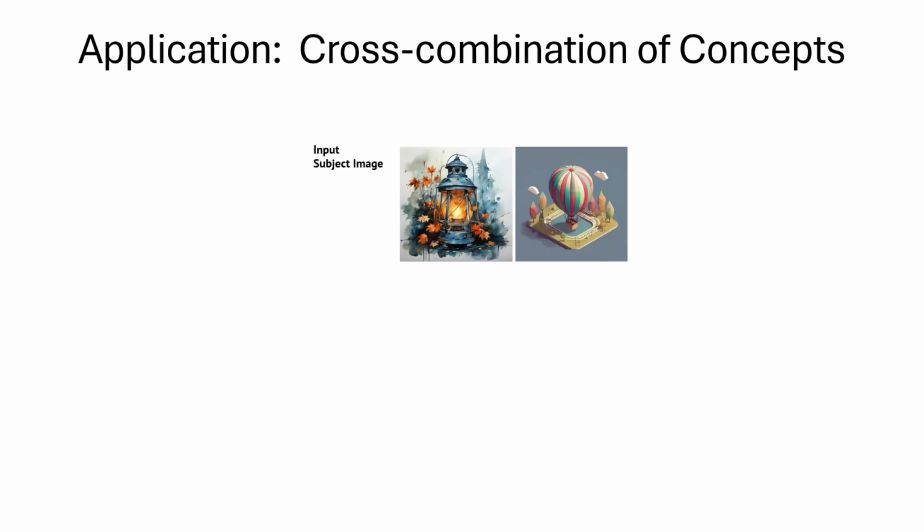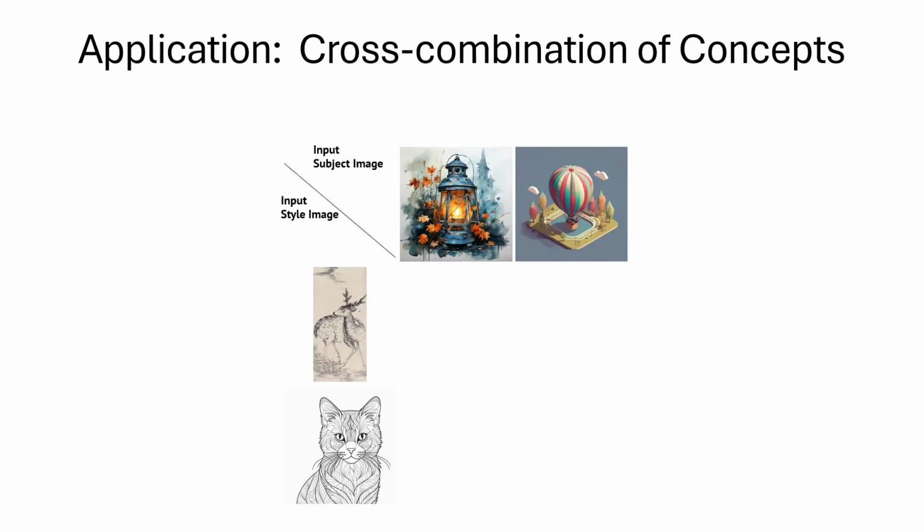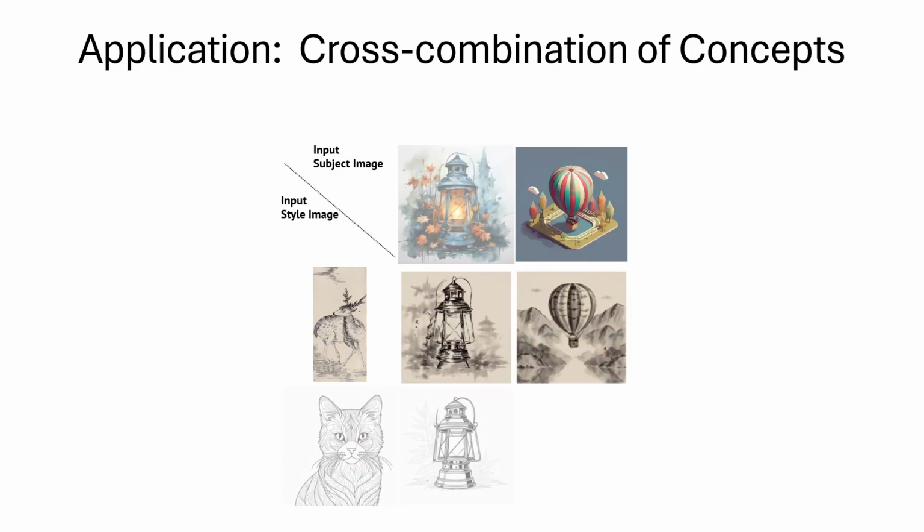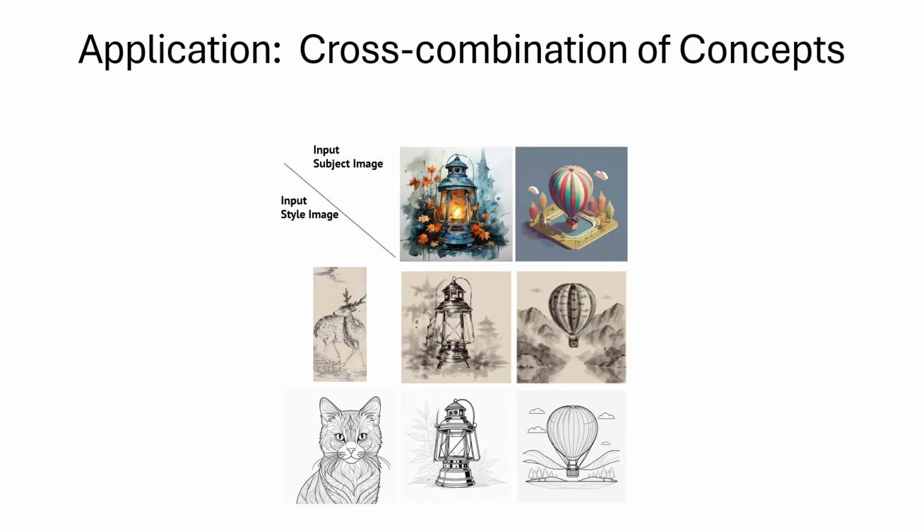We also show some other applications beyond recontextualization. Our method could combine concepts from two different images. For example, if we have one group of subject input and another group of style input, we could combine them all together, like we've shown here. This shows that our method could do a very flexible combination of different kinds of concepts.